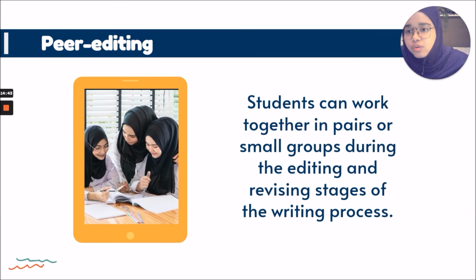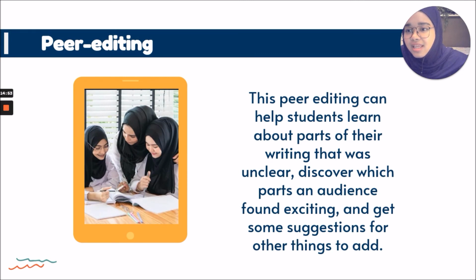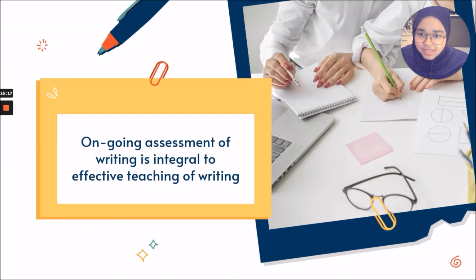So students can work together in pairs or small groups during the editing and revising stages of the writing process. So this peer editing can help students learn about parts of their writing that were unclear, discover which parts an audience found exciting, and get some suggestions for other things to add. So teach students how to peer edit using 3 steps. The first one is compliments, suggestions, and corrections.